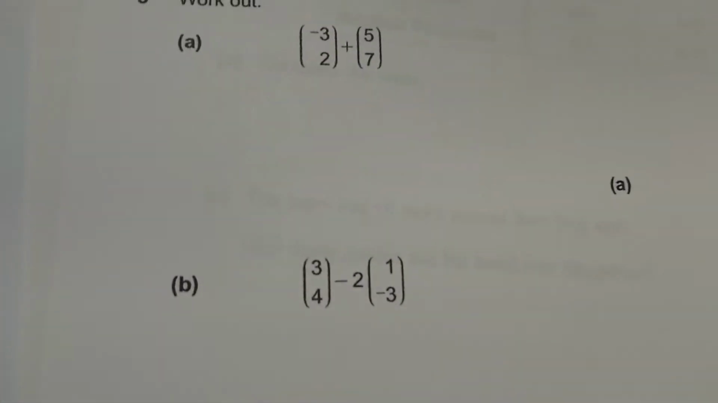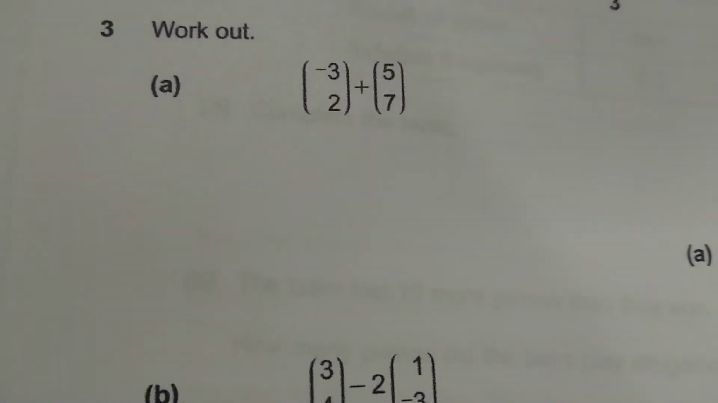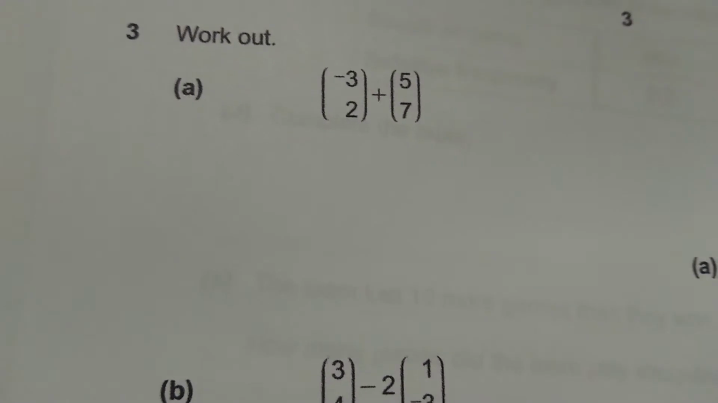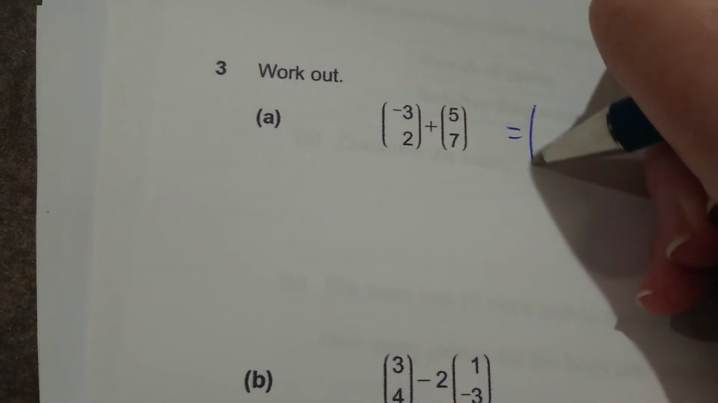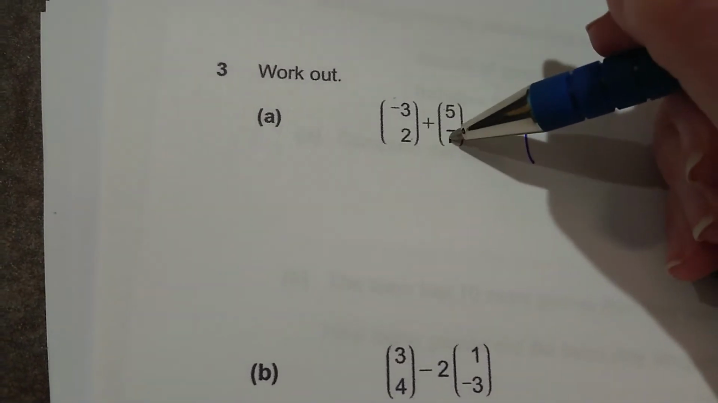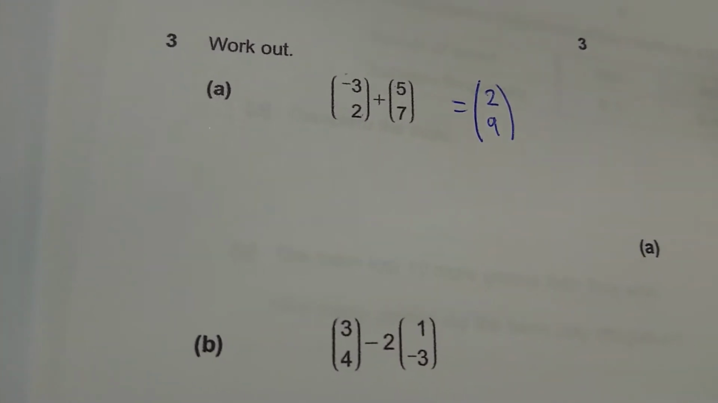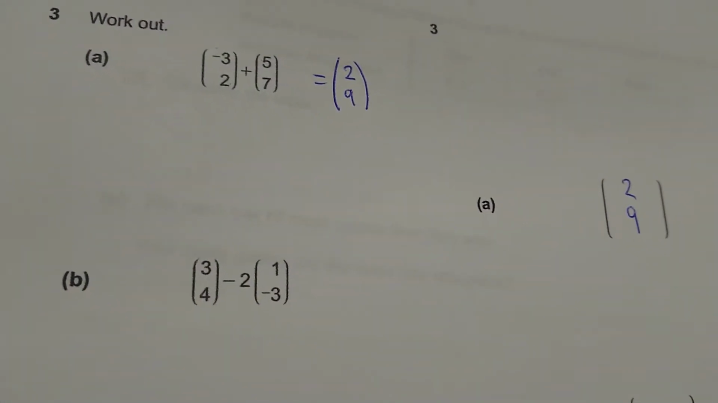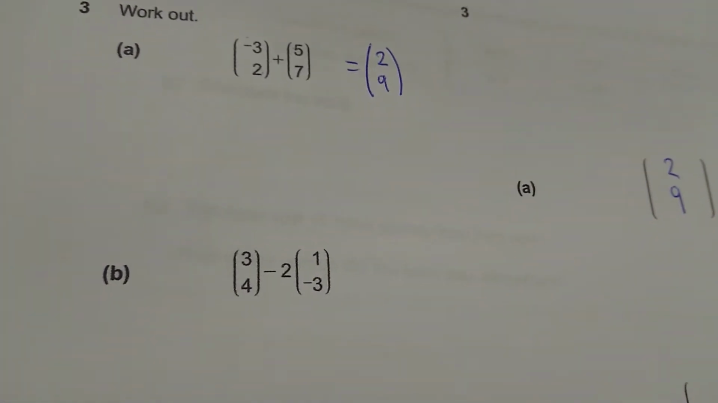Question 3, we go on to vectors. So with vectors, when you are adding them, you just add the tops and you add the bottoms. So it should be nice and easy. Minus 3 plus 5 is 2. And 2 plus 7 is 9. So it would be 2, 9. So that is only 1 mark, and that's just because it's just basically adding those numbers up.